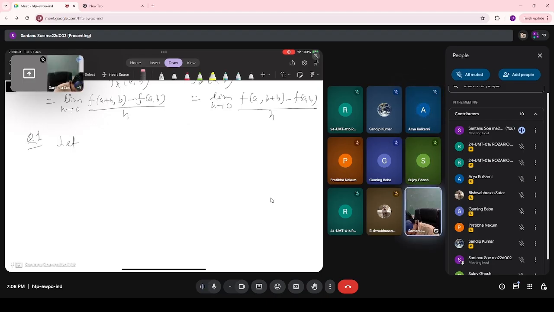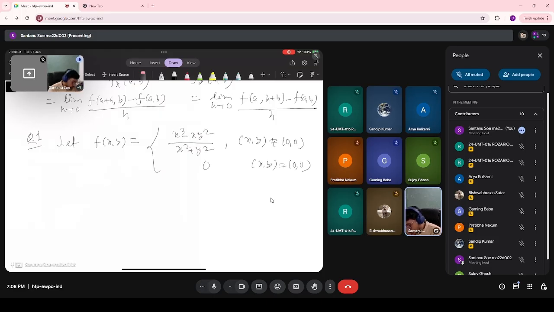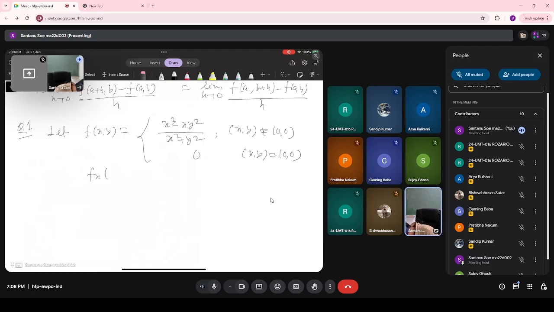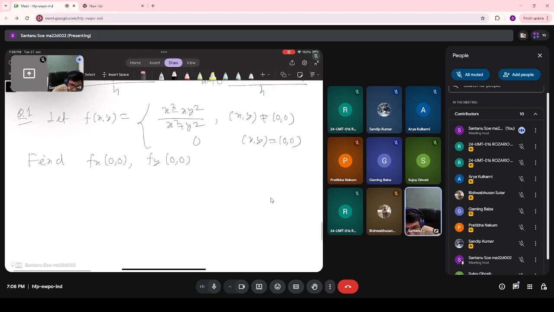Okay, it's okay. So let f of x comma y be x cube minus xy square divided by x square plus y square, where x comma y is non-zero, and 0 when x comma y is 0 comma 0. Now you have to find out what is fx of 0 comma 0 and fy of 0 comma 0. This is just the basic formula. You just put in the limit formula and find out the limit.